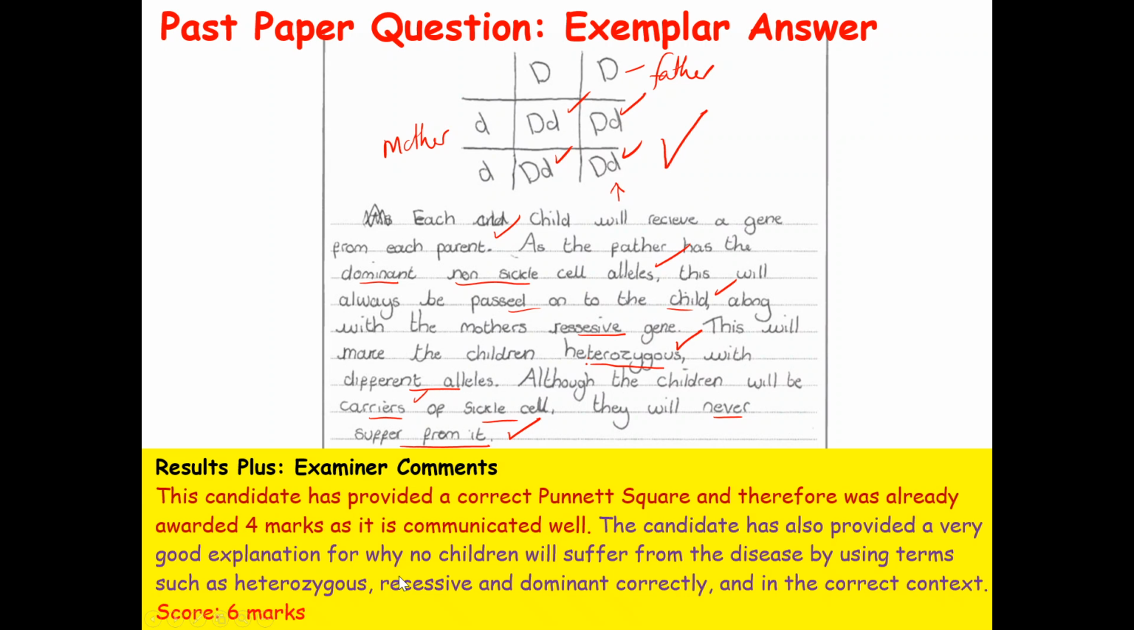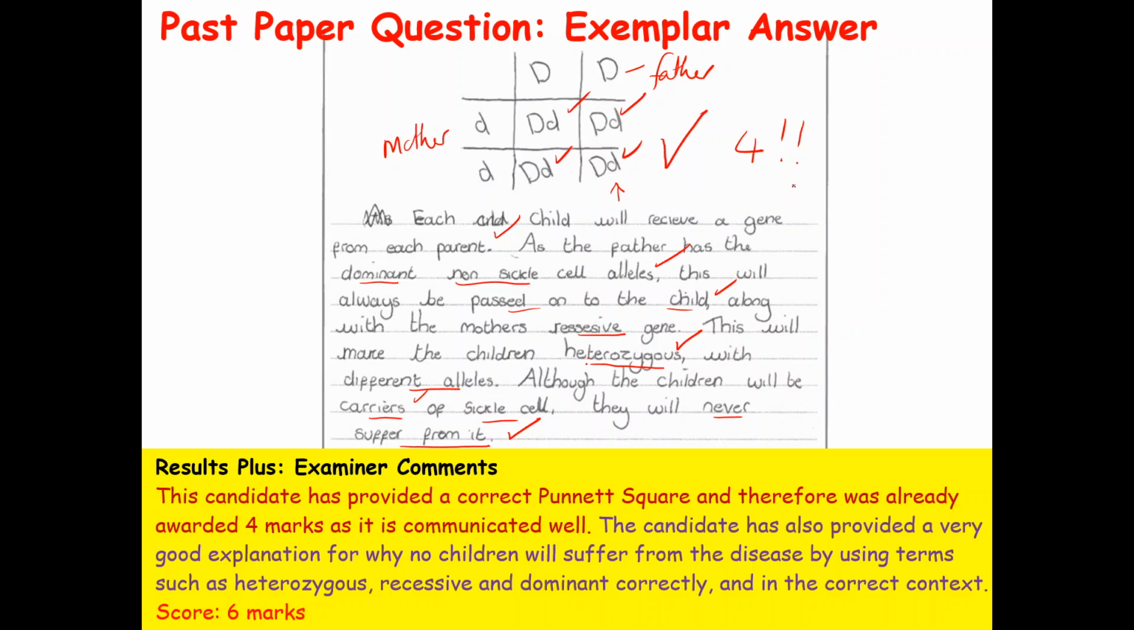Okay, so the candidate has provided a correct Punnett square and therefore was already awarded 4 marks as it is communicated well. So interestingly, just by doing that Punnett square just there, they're given 4 marks. So it's really, really important that if they ask you to draw a diagram like that you do so.